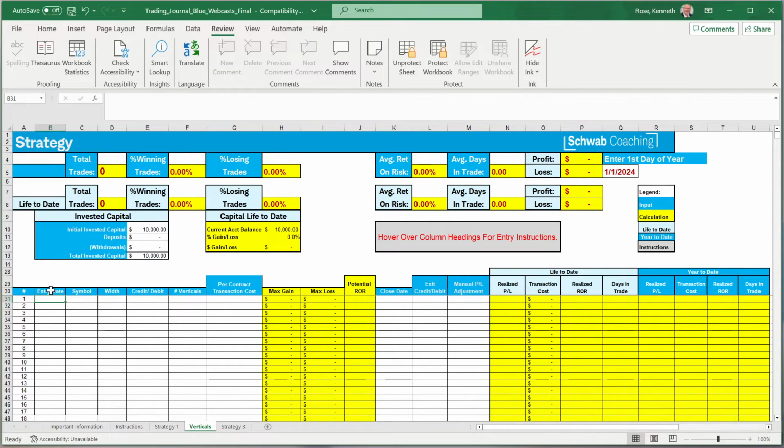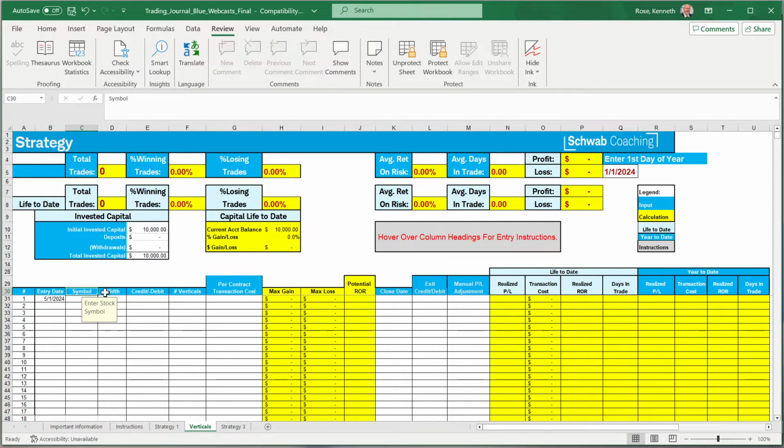Over here, I've got an entry date column. Also, we have columns for symbol, width, and so on across here. We'll discuss these columns as we enter these example trades. For entry date, we want to do 5/1/24. We'll use May 1st. By the way, if you have a question on how to enter the date, just click on the column heading here. When you do that, this little pop-up gives you the instructions: enter date in month/day/year format, i.e., 1/21/24 for January 21st of 24.